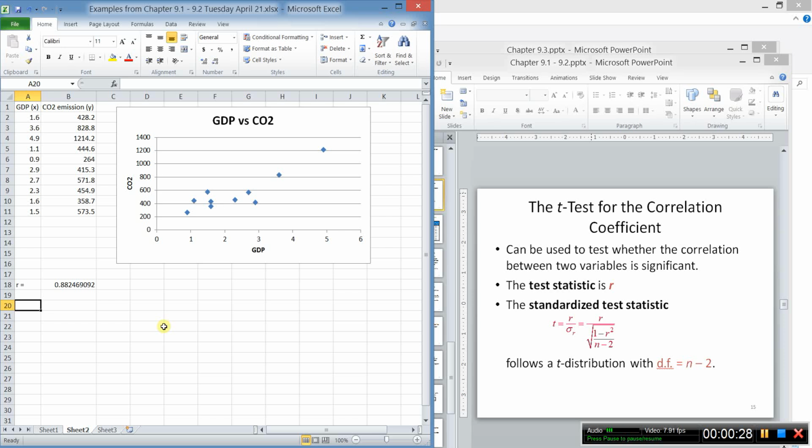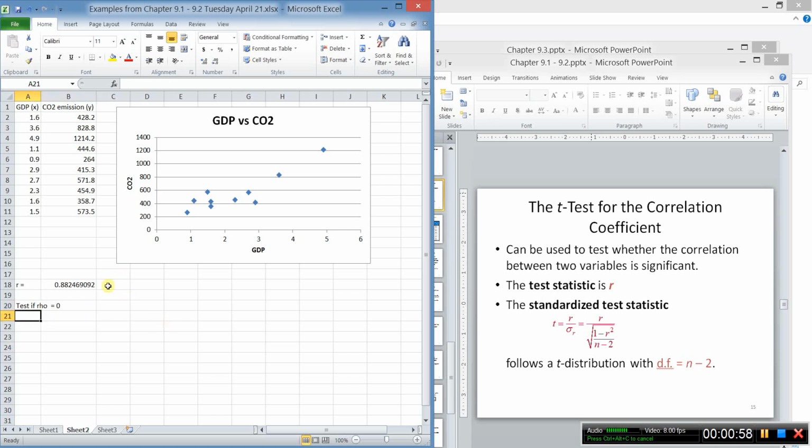The population correlation coefficient is often denoted by the Greek letter rho, which on a computer you might just write as p because rho looks kind of similar to p. So we're going to be testing if rho equals 0. The null hypothesis is that rho equals 0, so this is a two-sided test.